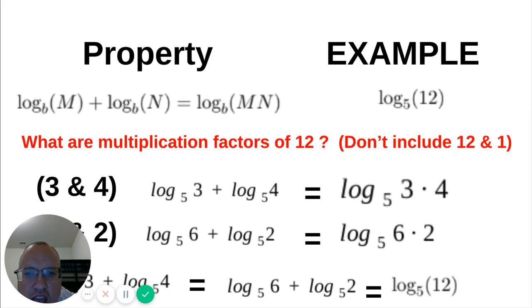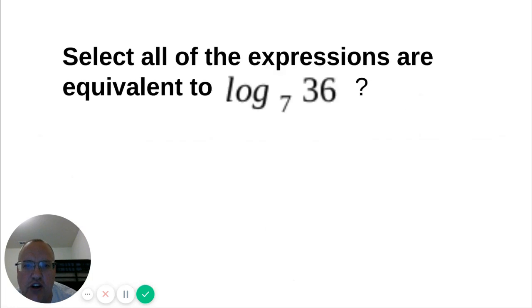To make a long story short, with the product rule of logarithms, adding 2 logs together that have the same base is the same as taking the log of the product, according to this property. Now, I've got a series of logarithmic expressions. I want you to select all of the expressions that are equivalent to log base 7 of 36. Go ahead and do that now.